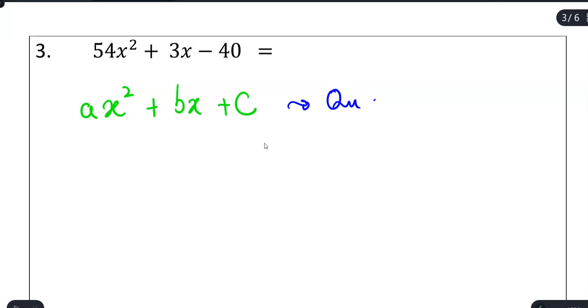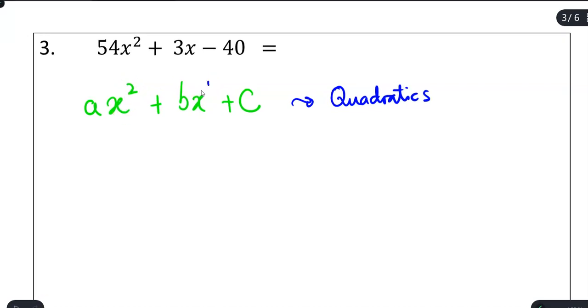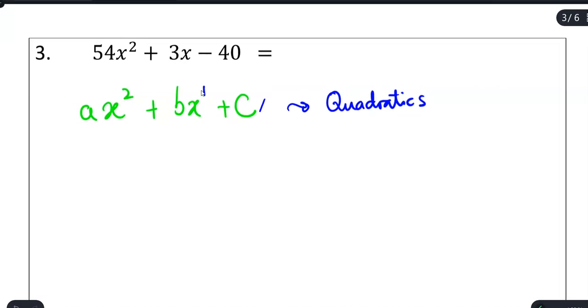Quadratic means that you have the x squared as your highest exponent for your variable. Then it comes to x to the exponent 1. And then right here, it should be x to the exponent 0. Okay, so don't forget, anything raised to exponent 0 is equal to 1. So x raised to exponent 0 can turn into 1. That's why I just write it as c.